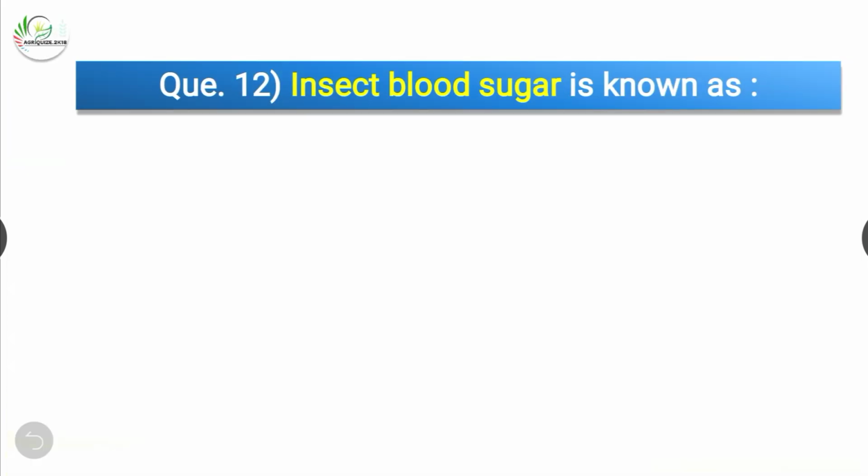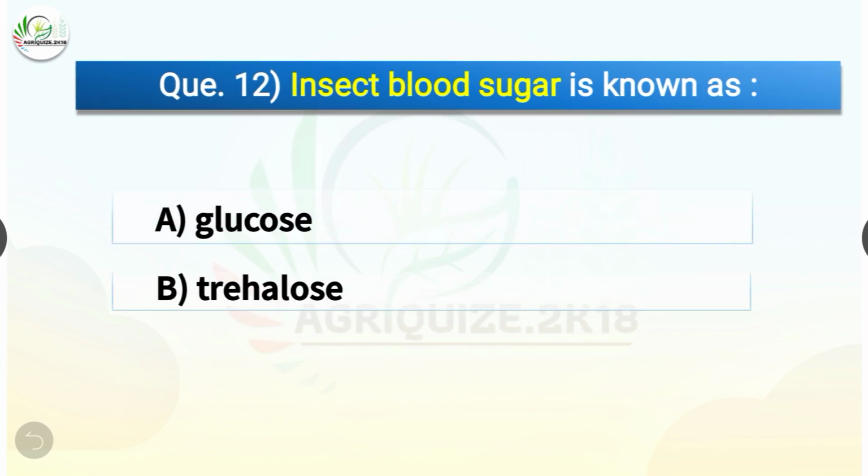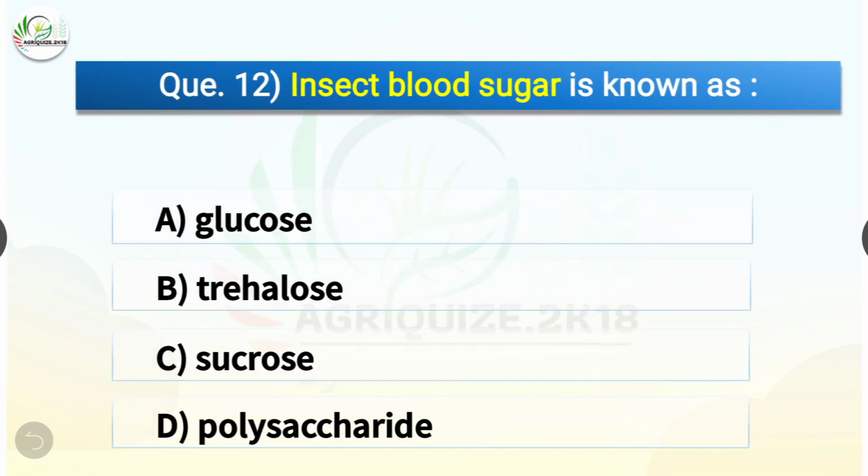Question number 12. Insect blood sugar is known as. The options are glucose, trehalose, sucrose or polysaccharide. The correct answer is option B, trehalose. So insect blood sugar is known as trehalose.